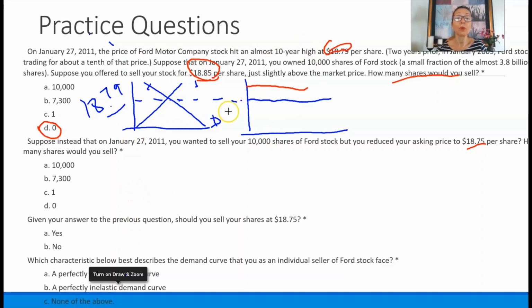Well, you're asking now for less. You're asking for $18.75. So you're going to sell all of your stock. Okay. So given your answer here, do you think you should sell your shares at $18.75? And the answer is no, because the going market price is $18.79.